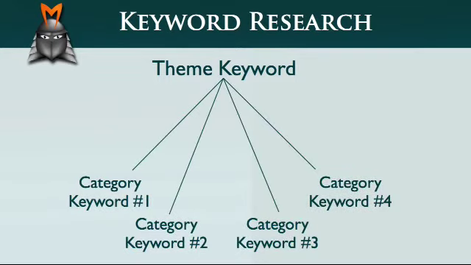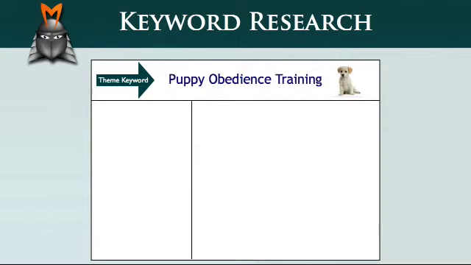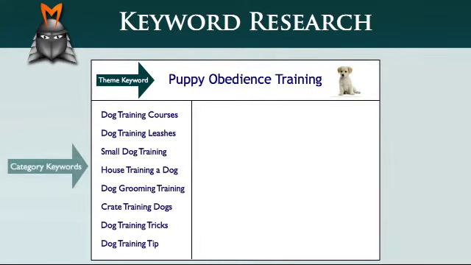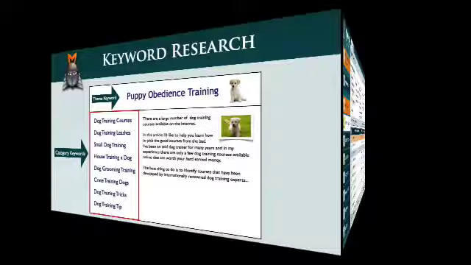For example, imagine that I decided to move ahead and create a dog training related website. Based on my data, I might choose puppy obedience training as my main theme keyword and then use my other keywords as category keywords as shown in this illustration. Within each of these categories, I would then write as many good quality articles as possible. The end result would be a content-rich website that specifically targets a set of thematically related keywords.